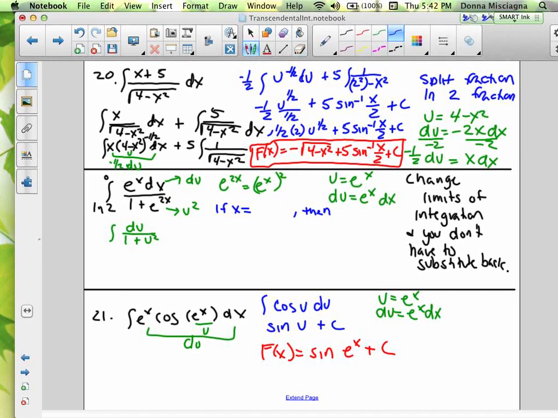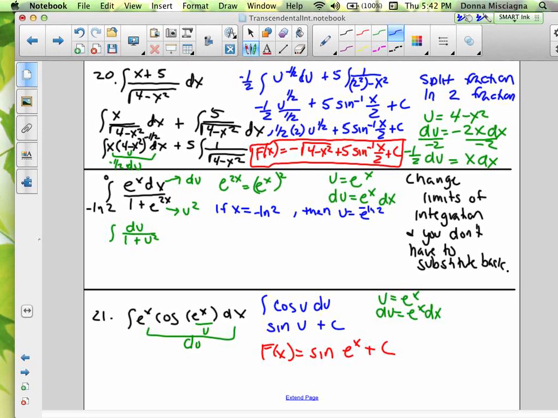So if x equals natural log of 2, then u equals, u was e to the x, so u equals e to the natural log of 2. Oh, I didn't want the negative. I did want the smaller number in the bottom. Never mind. That's why the negative's there. Not that it has to be the smaller number, but I like it better that way.